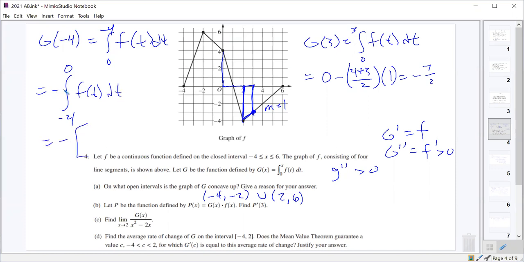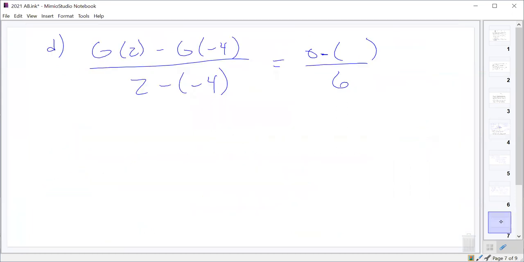So that's negative of, well, let's see, that's a triangle and a trapezoid. So let's do the triangle, 1/2 base times height, and then plus the trapezoid, which should be base 1 plus base 2 over 2, and then times the height. So what do we end up with there? 6 plus 10, 16, and then the opposite of that, so negative 16. So 0 minus negative 16 gives us 8/3. Everybody good with the first part there of part D?